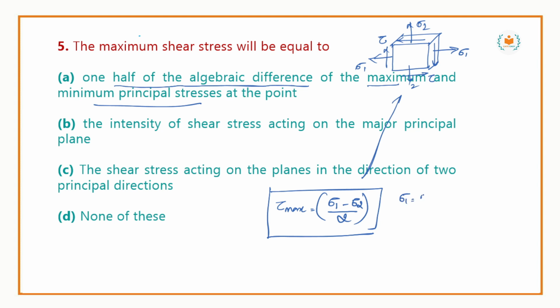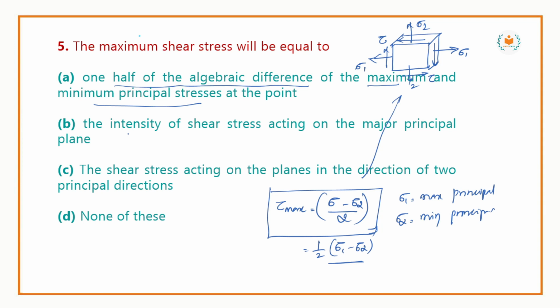So sigma 1 is the maximum principal stress, and sigma 2 is the minimum principal stress. So this is the minimum principal stress. Therefore it is the algebraic difference, 1/2 of sigma 1 minus sigma 2.